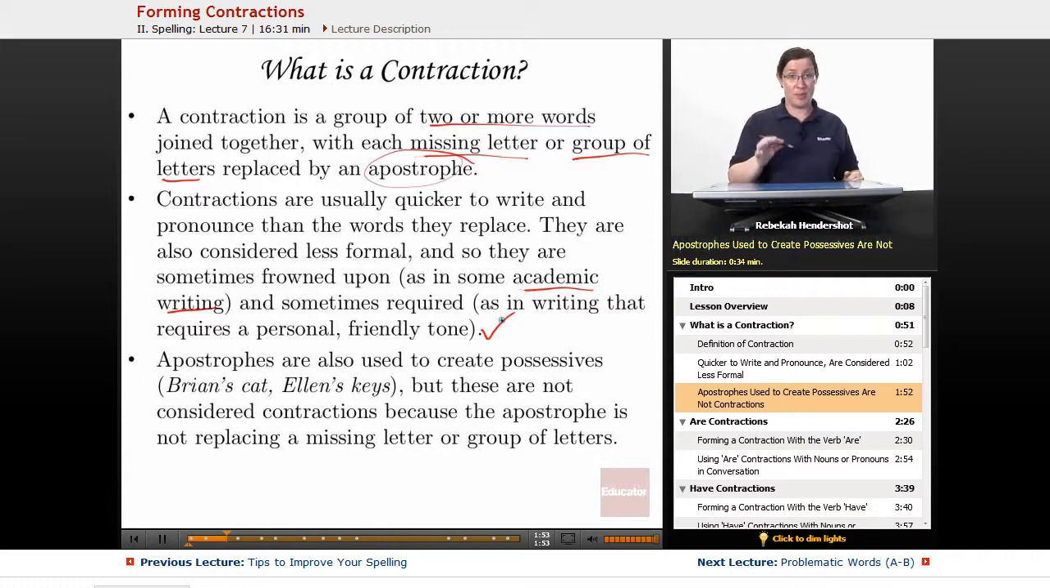Now, one quick note about apostrophes, the punctuation mark used to create contractions, they're also used to create possessives. For example, Brian's cat or Ellen's keys. But these are not considered contractions because the apostrophe isn't actually replacing a missing letter or group of letters. You didn't remove anything between Brian and the S to create Brian's cat. You just stuck an apostrophe S on the end to indicate that the cat belongs to Brian. So it's not a contraction, it's a possessive, and we are going to be talking about contractions in this lesson.